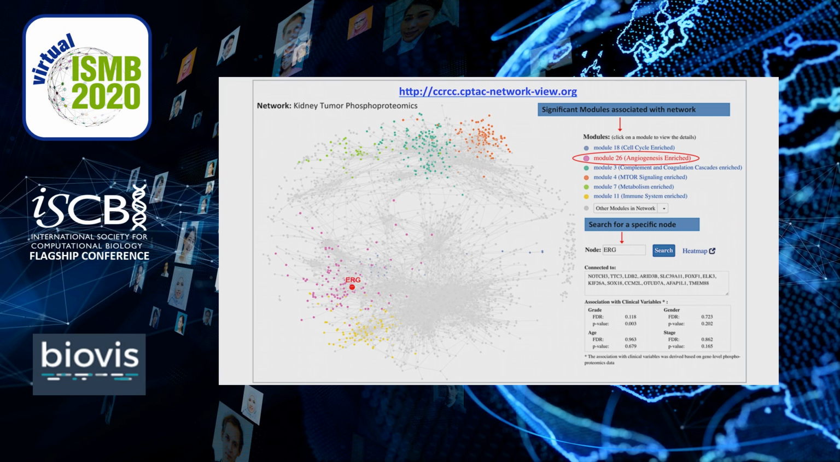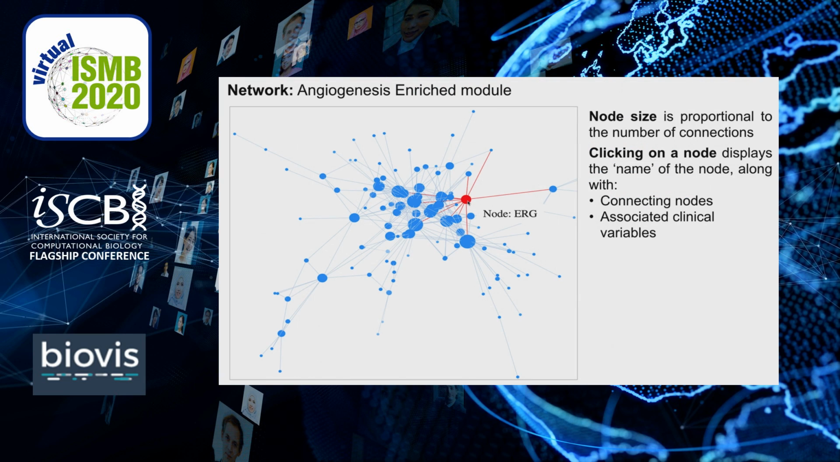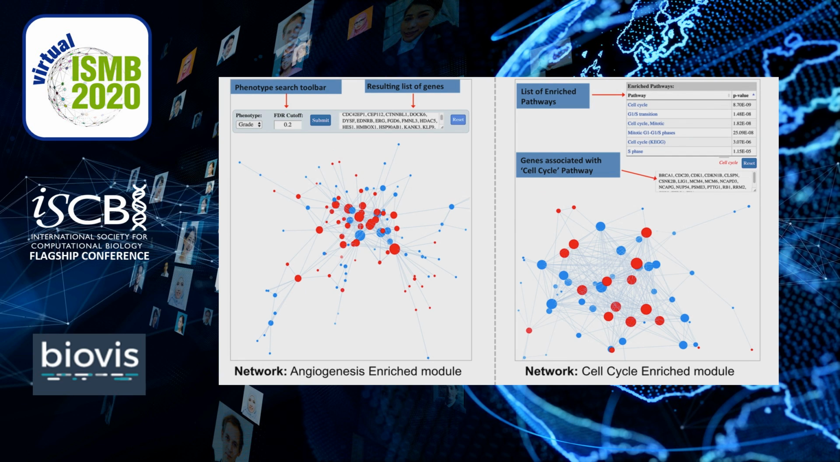To investigate further, you can click on the name of this module. When you do that, you can get a visual such as this. In this module network, you can explore the network in more detail. In this network, the node size is proportional to the number of connections, so you can identify the hubs more easily. Also, clicking on a node displays the name of the node along with connecting nodes and associated clinical variables. In addition, you can perform other investigations in module networks.